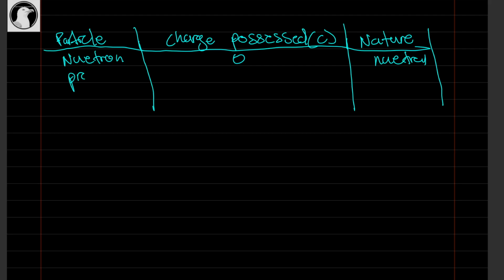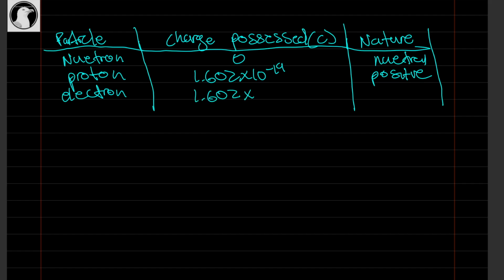Now it's the proton, and it has a charge of 1.602 times 10 to the negative 19, and it has a positive nature. Now for an electron, it has the same equal charge of 1.602 times 10 to the negative 19 coulombs, but it's of negative nature. Now, what can we do with this? How can we define our charge based on this table?